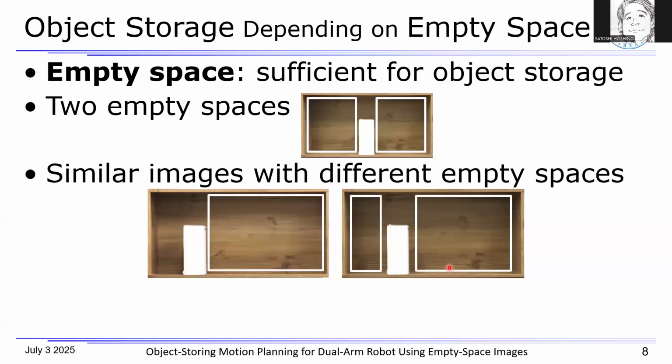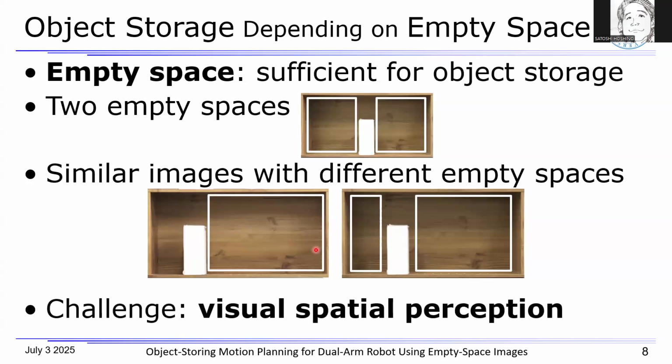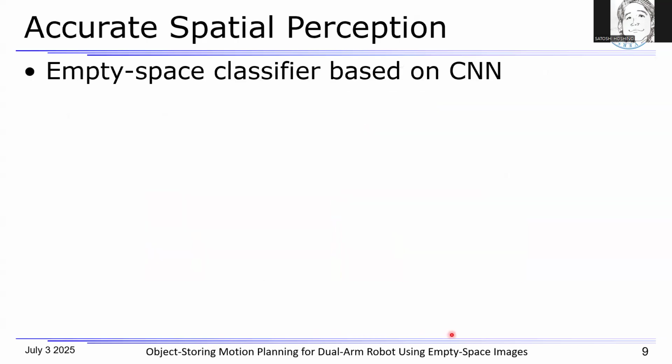So this indicates that it is pretty hard to identify correct empty spaces based only on these visually similar image inputs. So this is the challenge of this research work, which is visual spatial perception.